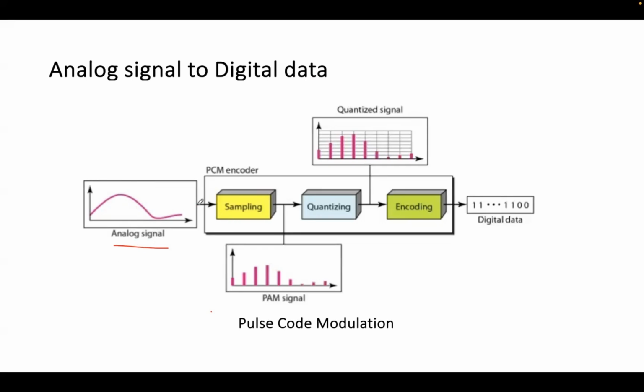So this will be sent to the PCM encoder, and the first technique used in the PCM encoder is sampling. In this, we measure the signal's amplitude, which is nothing but its height, at regular time intervals. For example, we measure it every 1 millisecond, and we capture its shape as a series of numbers, a time series. So it will be something like this.